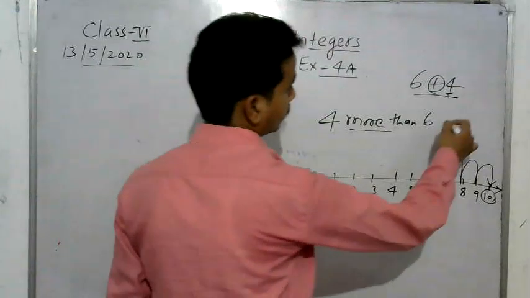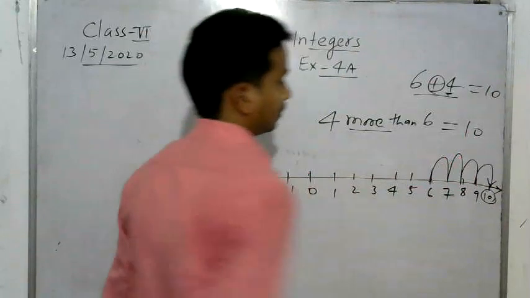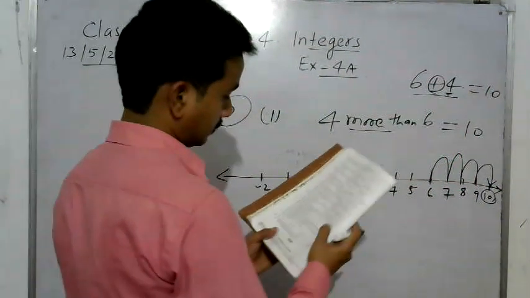So what will be the answer? 4 more than 6 is 10. That is 6 plus 4 is equal to 10. So this will be our answer. In this way you have to show it.